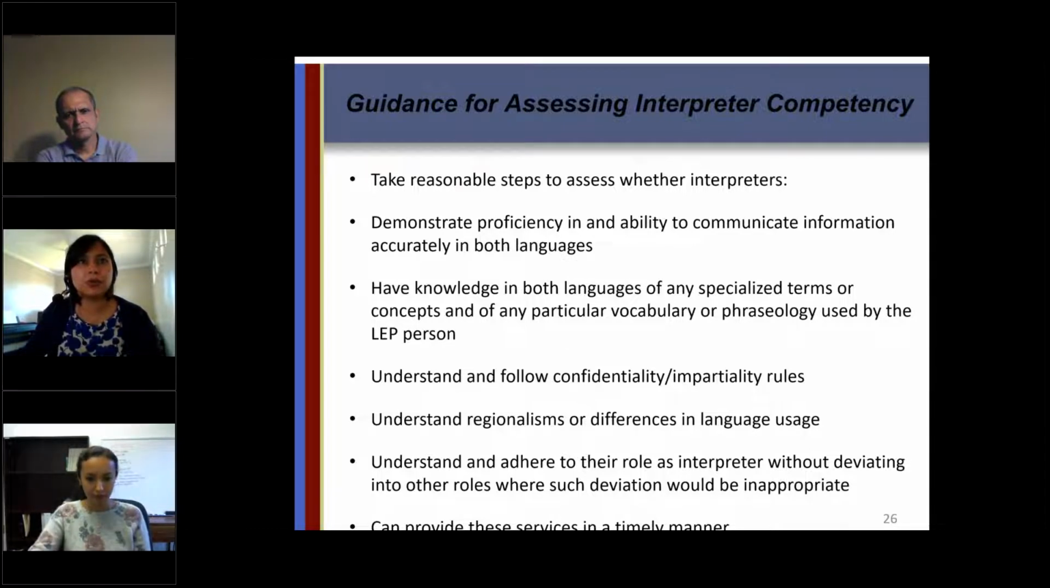One example of a role that may be inappropriate for an interpreter is acting as a counselor or a legal advisor. And then finally, that they can provide services in a timely manner. And timely does not have a specific definition, but you don't want to delay the benefits due to a patient. So if, for example, in a routine medical appointment, the health center should be able to offer interpretive services, but in a life or death emergency, it may not benefit the patient to delay services until interpreter services can be obtained.